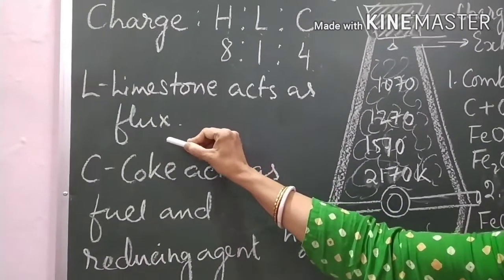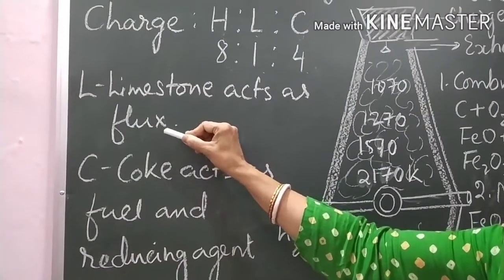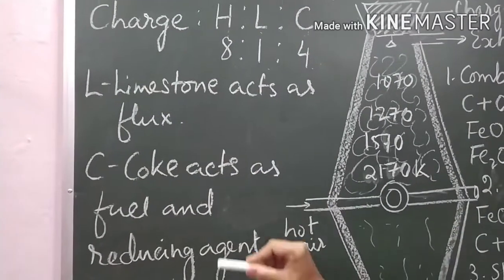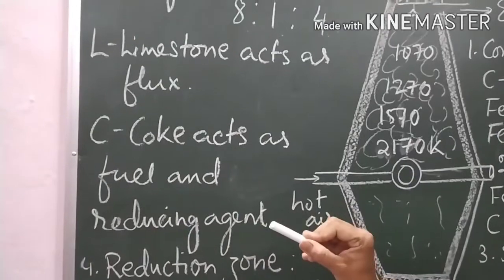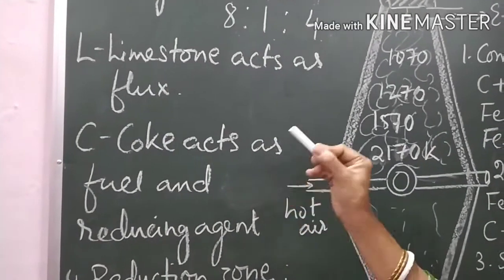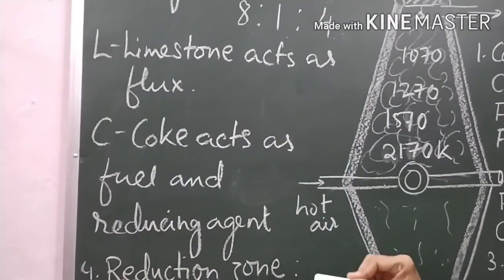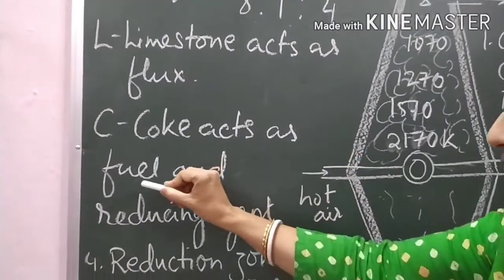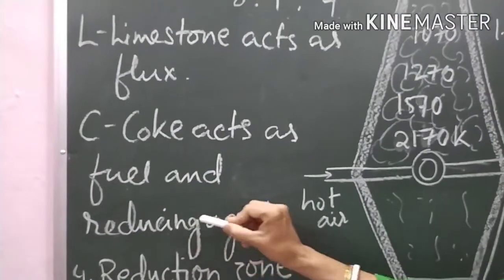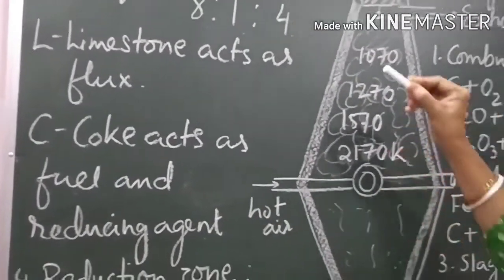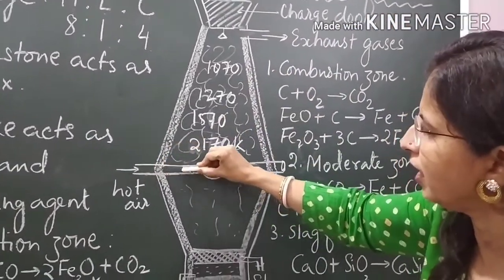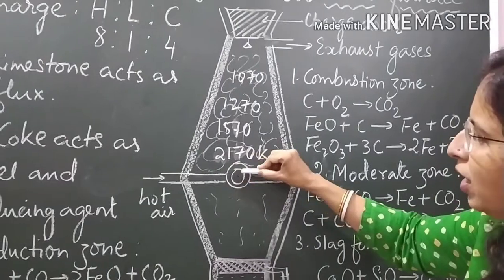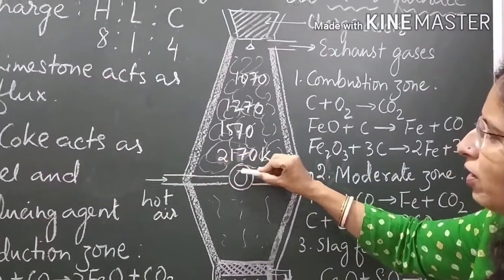So it is helping to remove the matrix or the impurities, and coke acts as fuel as well as reducing agent. The function of coke is very important in the furnace. It is having two functions. It is acting as fuel as well as reducing agent. So charge is introduced from the charge door and the hot air is blown or blasted from the broader end of the furnace.